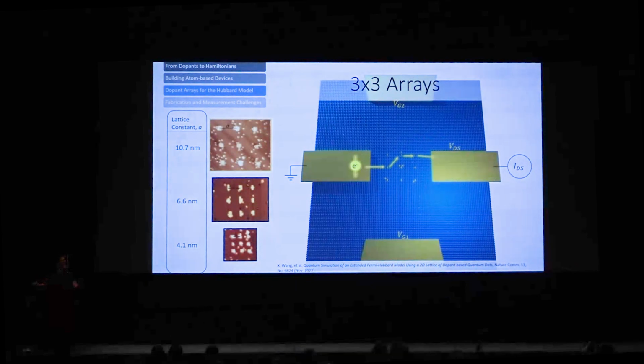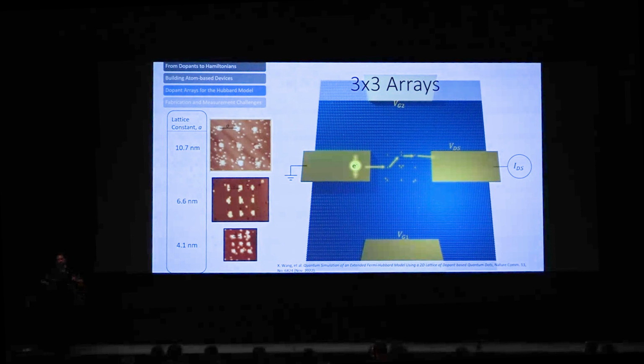So what we've done is we've made a series of 3x3 arrays. Here are the STM images of those, where, again, the simplest way to control tunnel coupling between these systems is just to fabricate multiple devices and make the lattice constant smaller each time. And then the kinds of measurements that we're doing right now is we run a current between source and drain, and with a small bias between these two, the electrons will hop onto the array and tunnel through it and hop off. And we can measure the current as we vary the two side gates that we've got here.